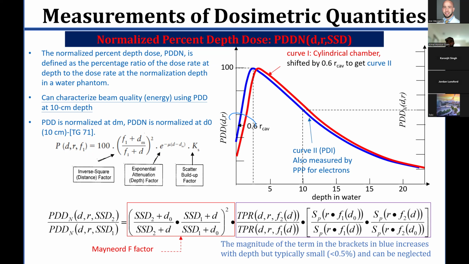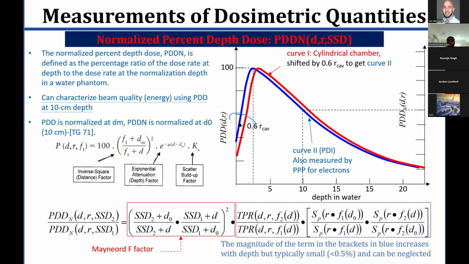Now, there are a couple of key things that I just want to mention which TG71 emphasizes that we should think about when we are measuring PDDs. One, PDD values depend on the SSD used during measurement. This is because the distance factor or inverse square law affects the dose ratio at different depths, which implies that each PDD value is always tied to a specific SSD. So if you want to use a PDD table, the very first thing you should look at is at what SSD those measurements were taken, because that affects the values.